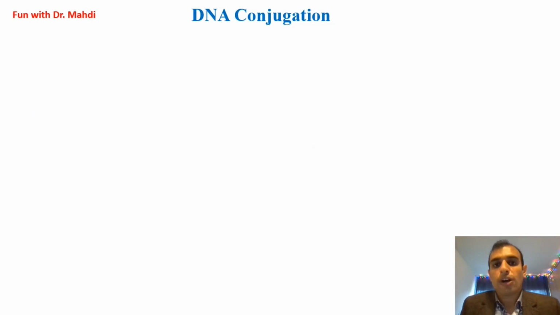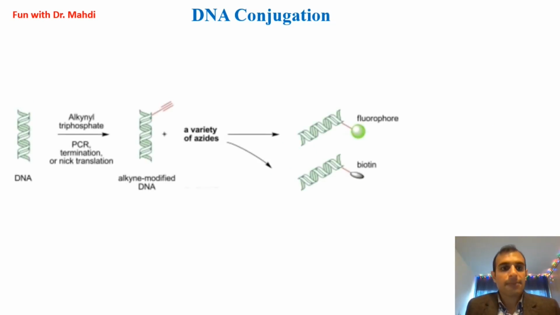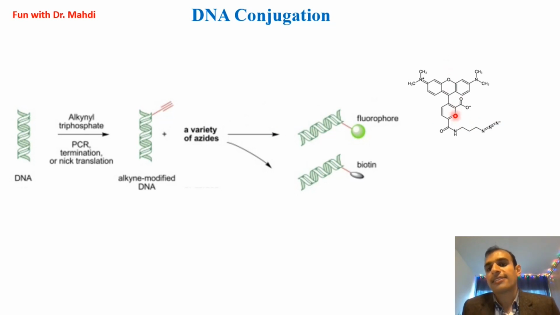I would like to give you some more examples for DNA conjugation. For example, sometimes we would like to have a fluorophore. We would like to have a fluorescent dye on the DNA. Again, we need to make alkyne-modified DNA. We need to have alkyne in the structure of DNA. In the next step, we need to use a fluorescent dye with an azide group, for example, TAMRA azide. In the structure of TAMRA azide, we have azide. After click reaction between the azide in the fluorescent dye and the alkyne in the DNA, now we can have a DNA-fluorescent dye conjugate.